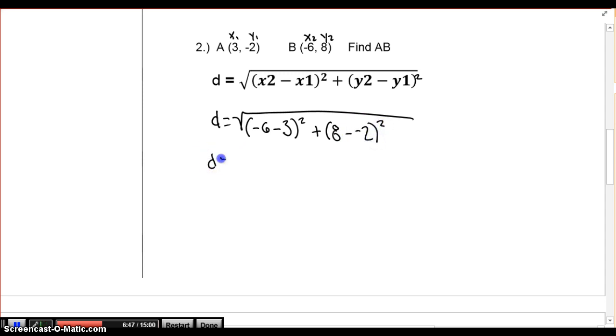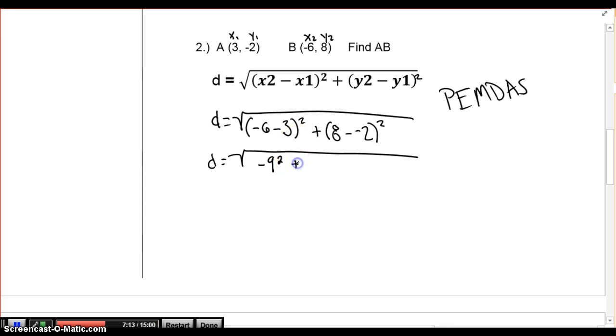Now this first part, you should be able to take care of that. Again, if you need to, write out your order of operations, your PEMDAS. P stands for parentheses. We got to take care of that first. I got -6 minus 3. That's going to be -9. Don't necessarily worry about getting negatives. It's okay. I'll explain that in a little bit of what's going to happen with them.